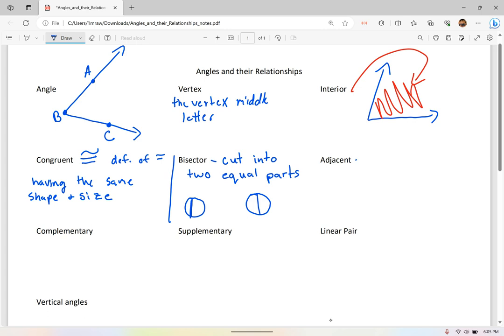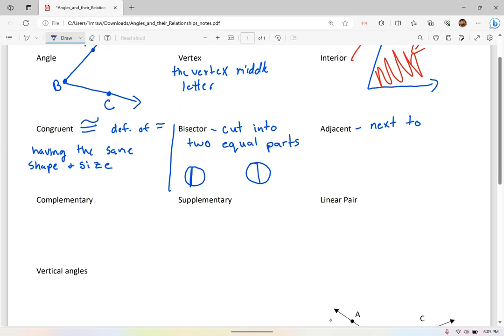Then we have this word adjacent. Adjacent in mathematics means next to. Okay. Mostly, when we say next to, when we're talking about angles, we're going to say that they share a common ray. They share a ray or a side, if you will, because the sides of an angle are rays.